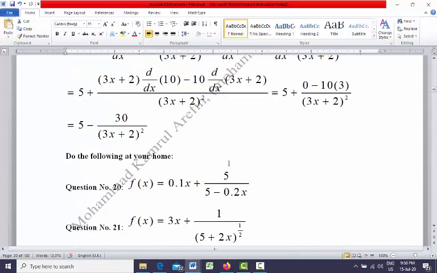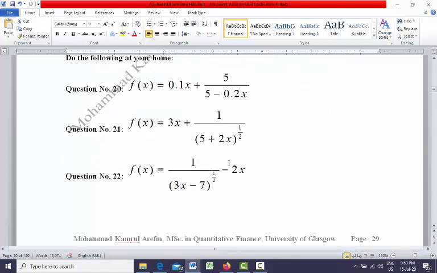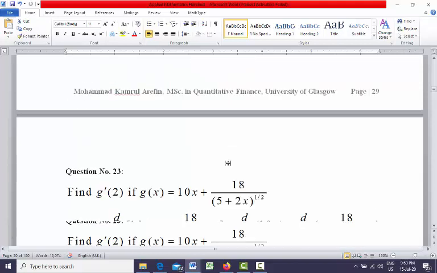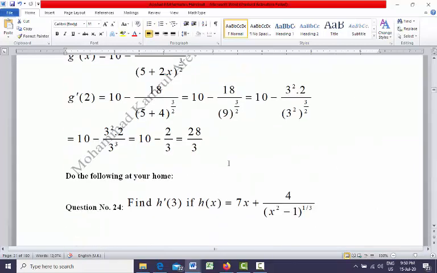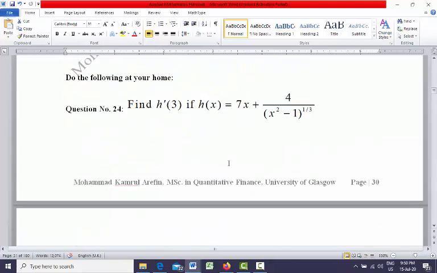Question 19, you can solve it at your home. Similarly, you can solve all the problems at your home, and if you find any problem, you can always ask me. Remaining problems of this exercise, you solve it at your home, and if you find any problem, you can ask me in our next session.